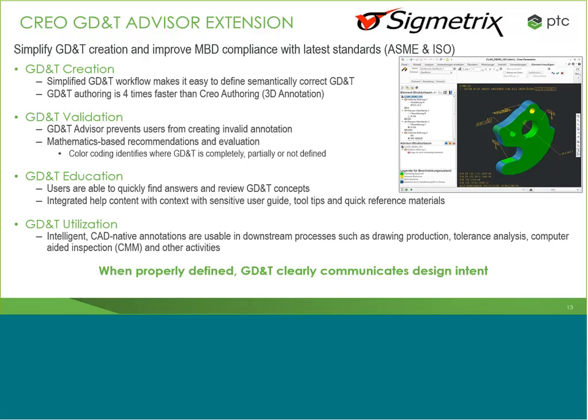So the final benefit is that once I create all this great GD&T annotation on my models, I can actually repurpose it to support downstream processes such as tolerance analysis and even computer-aided inspection. So to finish, when properly defined, GD&T is good, right? It clearly communicates design intent, and it will decrease manufacturing cost. If you do it incorrectly, it causes a lot of problems.